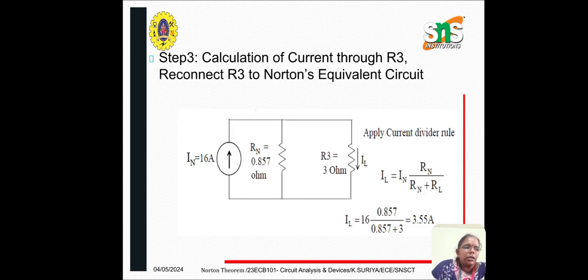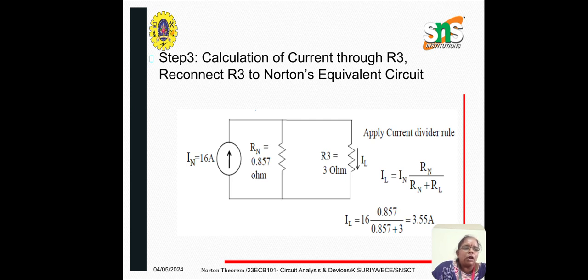So we will be drawing the 3 ohm resistance, which is the load resistance, and you can calculate the current using current division rule, which is 16 into 0.857 divided by 0.857 plus 3. That is total current into opposite resistance divided by sum of the resistance. So your load current will be 3.55 amps. Hope you understood Norton's theorem.